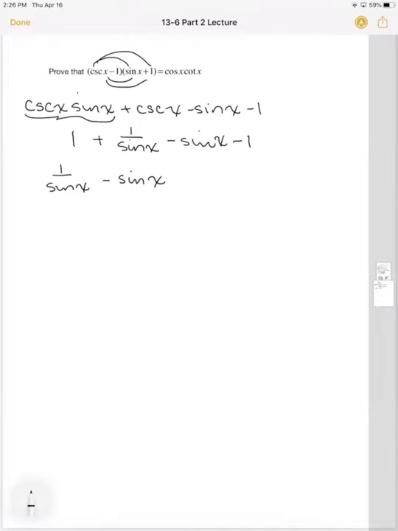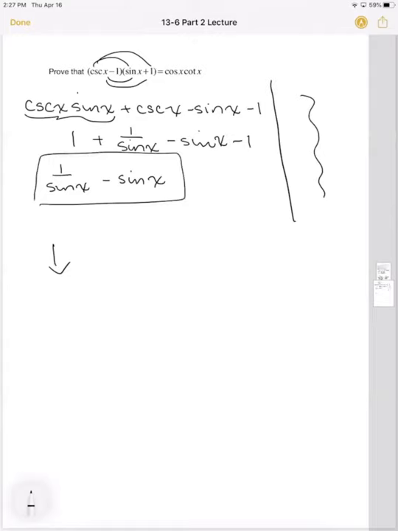And now let's go to the right side. Now, normally I would put a little line here and do this on the other side, but I'm out of room. So I'm just going to take my work that's supposed to go over here and put it down here below and see if I can get to this same expression for the right side of my equation. So what I have here is the cosine of x times the cotangent of x.